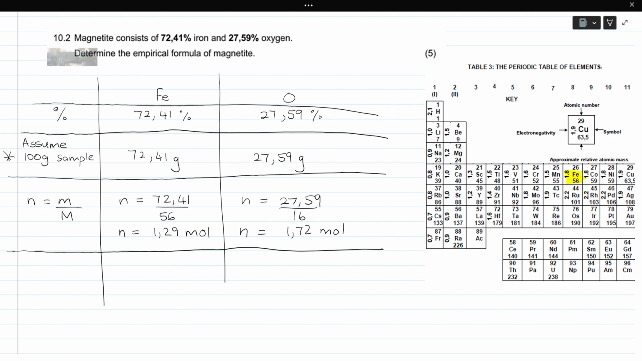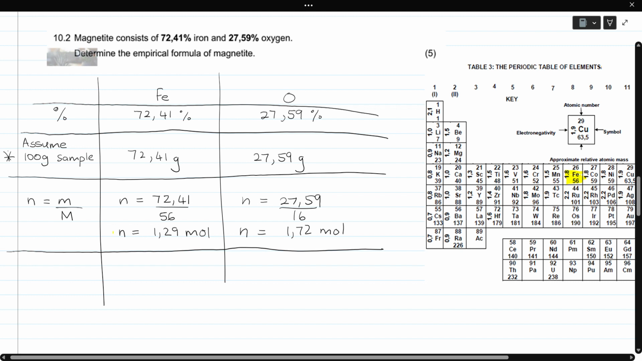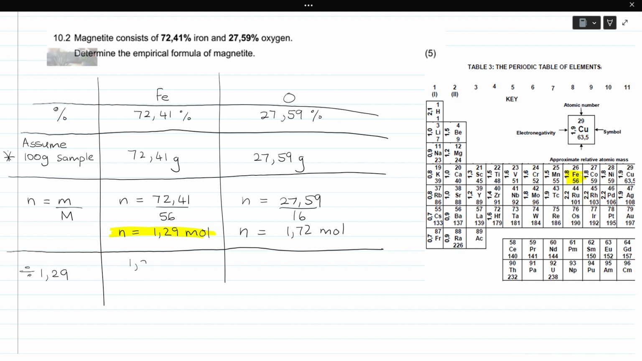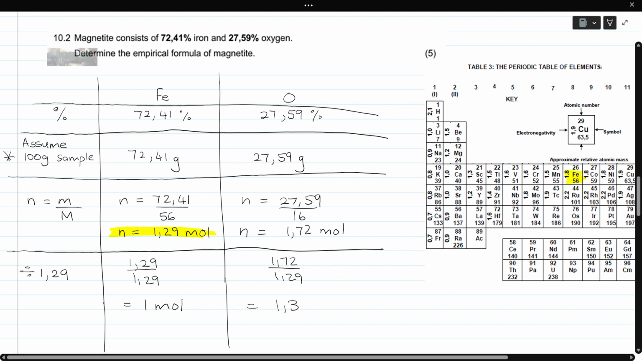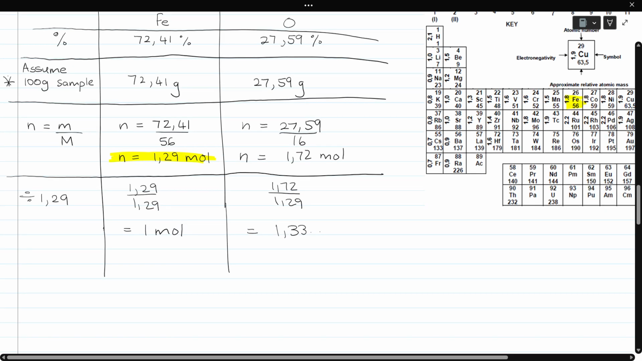The next step is we're going to obviously look for the smallest number here. Alright, so between 1.2 and 1.7, which number is smaller? Obviously going to be 1.29. So we're going to take every value and divide it by 1.29. So we're going to have 1.72 over 1.29, and we're going to get a value here. This is going to be 1 mole. And if we take 1.72 and divide by 1.29, we get an answer of 1.3 recurring moles.